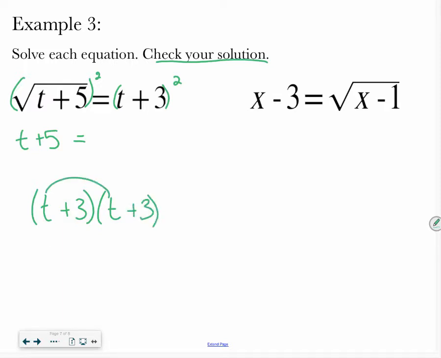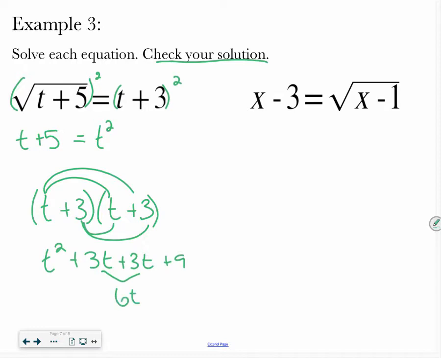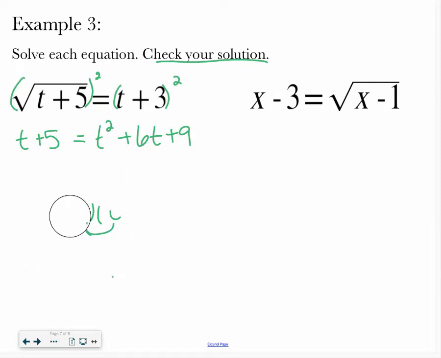So I'm going to have to FOIL, and I get t squared. So I'm going to write that up there. And then plus 3t plus 3t plus 9. So I have a total of 6t. So t squared plus 6t plus 9 is what I have on the left-hand side.